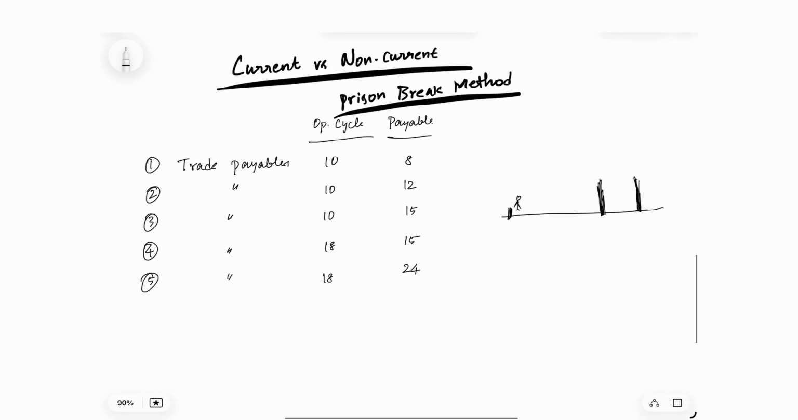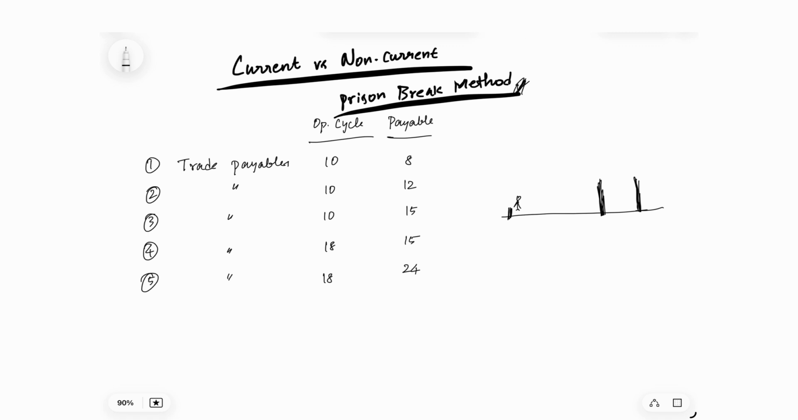In this video, we'll learn how to distinguish between current liability versus non-current liability, or current asset versus non-current asset, by using something called the prison break method. It's a crazy method that I kind of came up with myself, but it works perfectly.